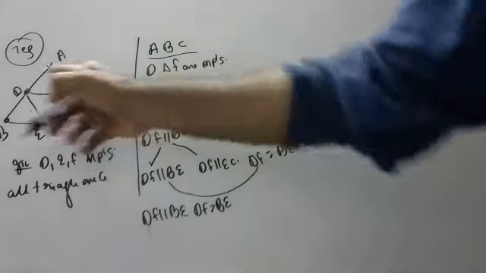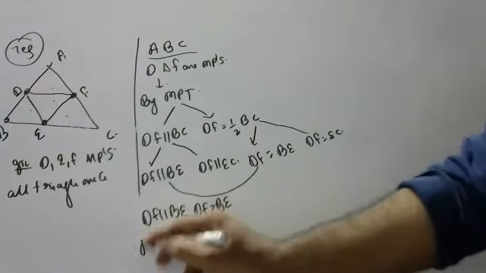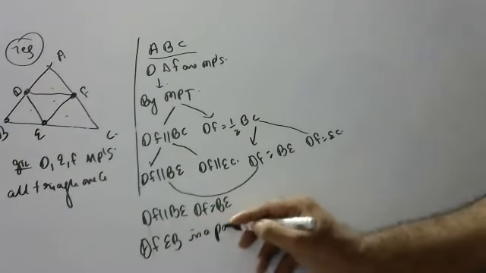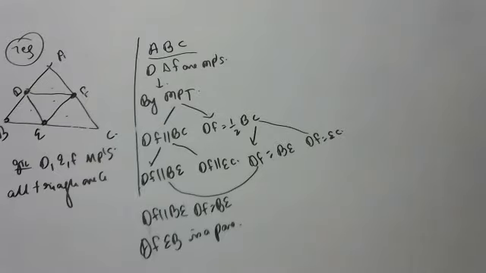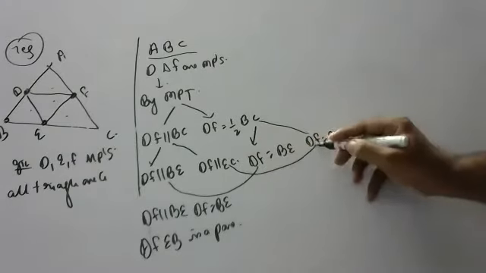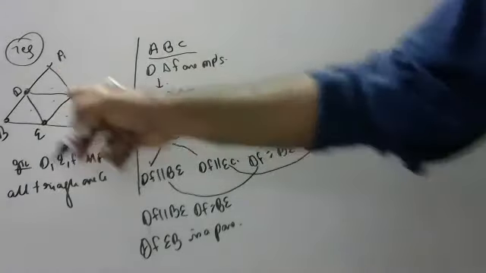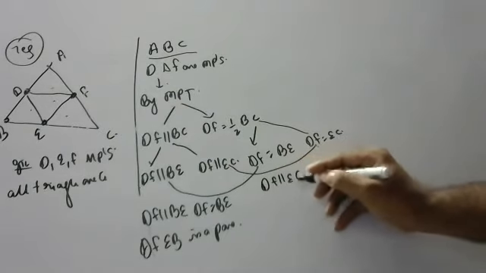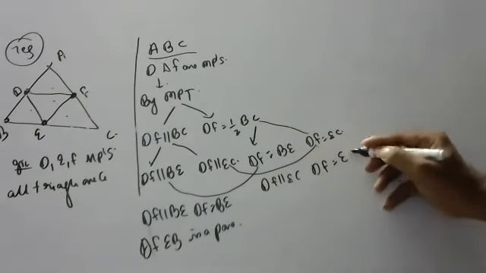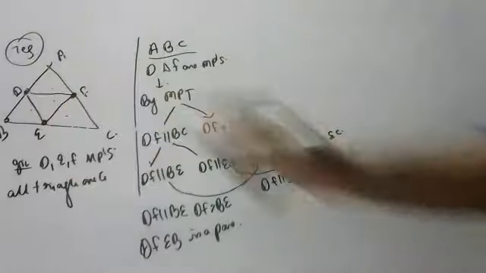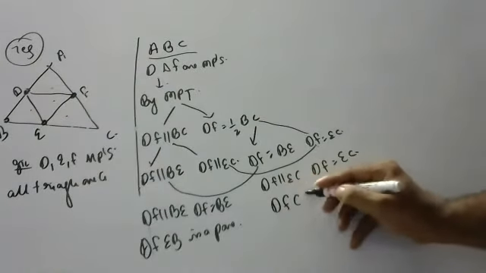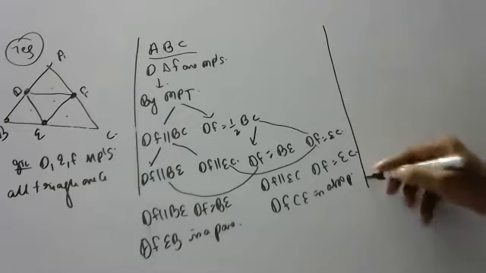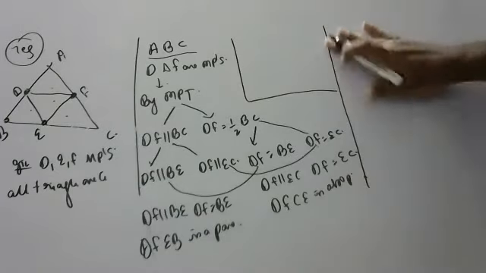What can I say? DFEB is a parallelogram. Why? Because opposite sides are equal and parallel. Now in this one, DF is parallel to EC and DF is equal to EC, so I can say DFCE is also a parallelogram. Last step, children, try to understand.